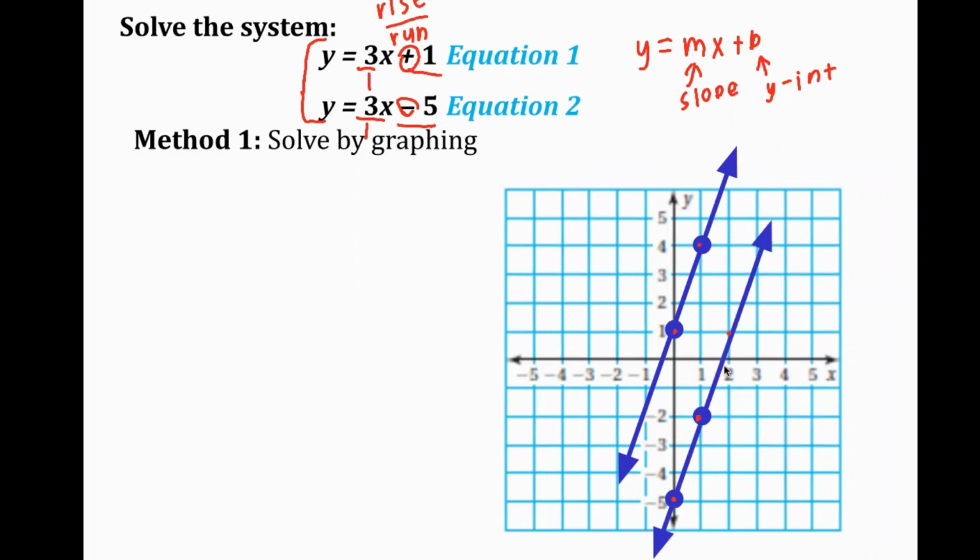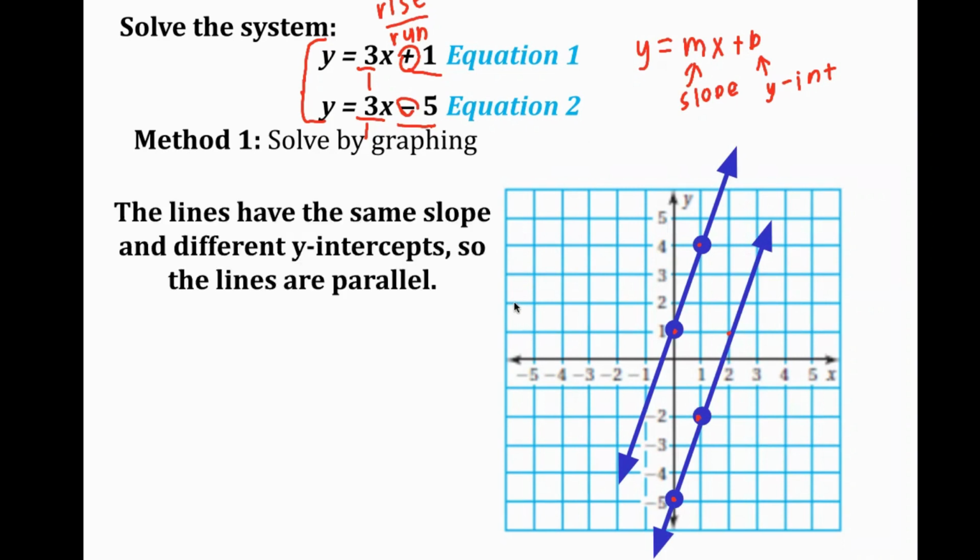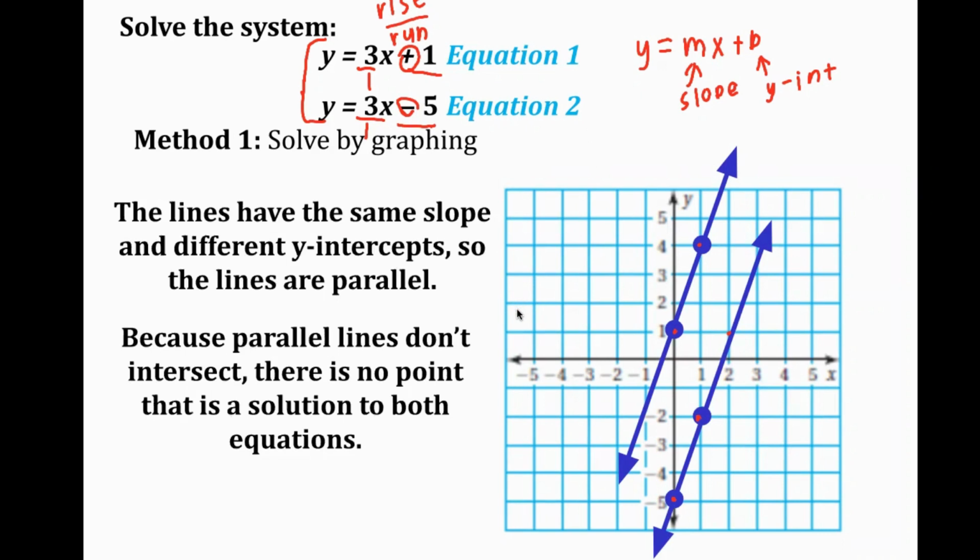Now looking at our graph, we see that we have 2 parallel lines, and if you remember from the previous slide, whenever you have 2 parallel lines, it indicates that there is no solution. This is because there is never a point of intersection, since parallel lines will never intersect.